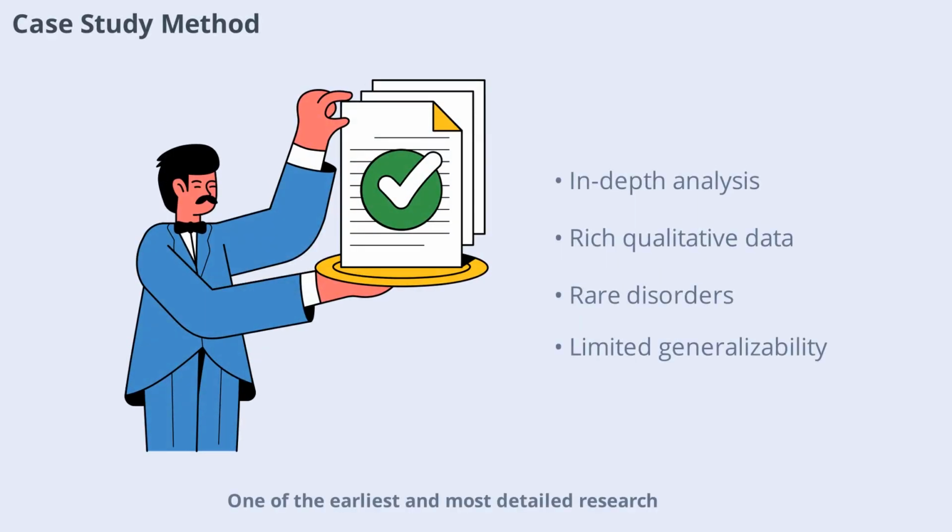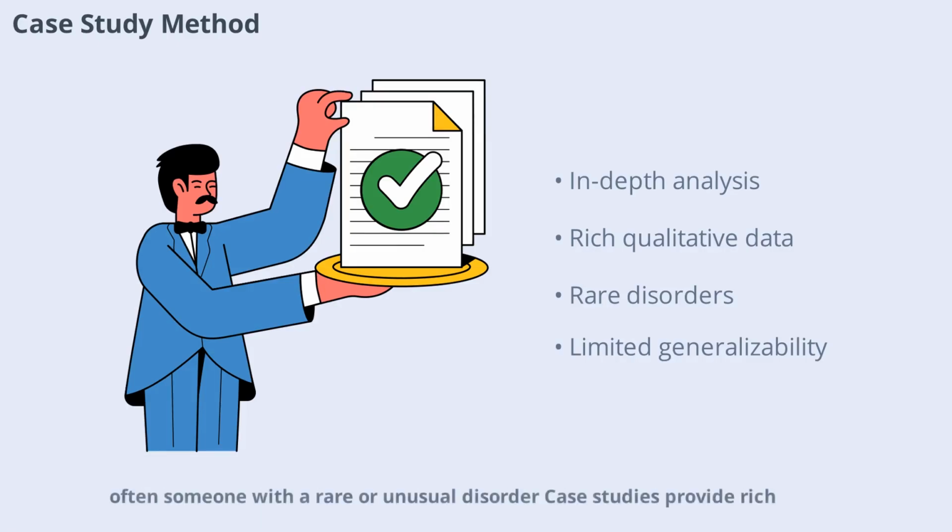One of the earliest and most detailed research methods in abnormal psychology is the case study. This approach involves an in-depth analysis of a single individual, often someone with a rare or unusual disorder. Case studies provide rich qualitative data and can reveal insights that might be missed in larger studies. However, they have limitations, such as lack of generalizability and potential researcher bias. Despite these drawbacks, case studies have played a crucial role in the history of psychology, helping to identify new disorders and generate hypotheses for further research.